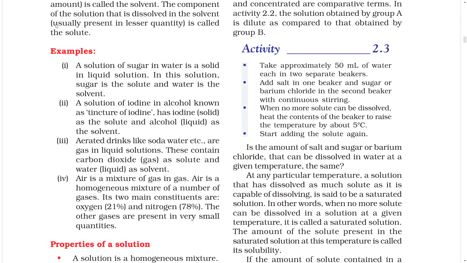4. Air is a mixture of gas in gas. Air is a homogeneous mixture of a number of gases. Its two main constituents are oxygen, 21%, and nitrogen, 78%. The other gases are present in very small quantities.